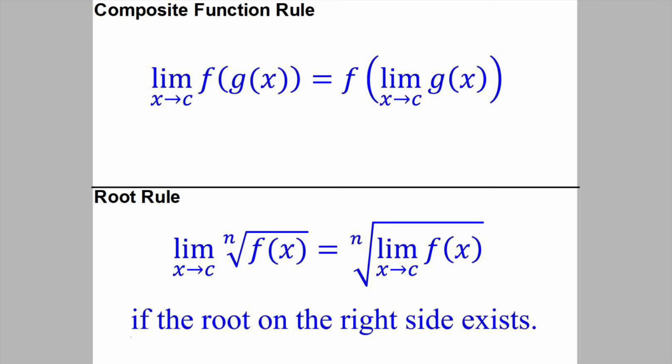The root rule is just if you're finding the limit of a radical, then you can move that limit inside the radical and leave the nth root outside. And notice it says if the root on the right side exists. Sometimes with radicals, you got the imaginary numbers if you got a negative in there. So we'll talk about that here in a little while too.